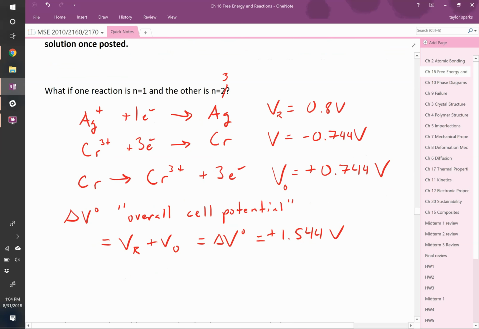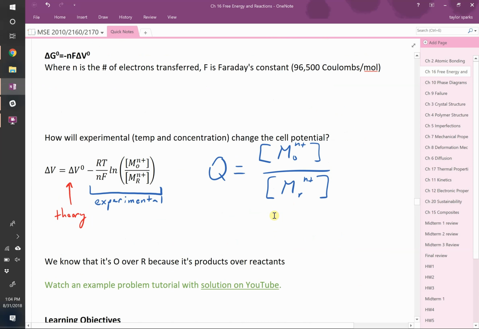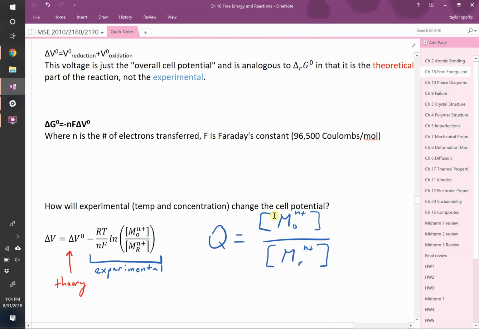Now, we remember from last time that just like free energy, there's two parts to any electrochemistry. What we just solved was the theoretical part. So if we go back to our expression from last time, this delta V naught, that's what's called the overall cell potential. That doesn't give you the whole picture. In fact, the name's unfortunate because overall sounds like it's the final one. Instead, we want the cell potential. Sorry, I didn't make up these names. I would have done it differently.